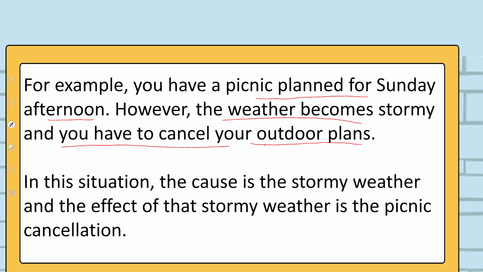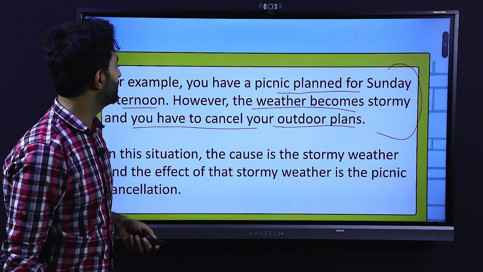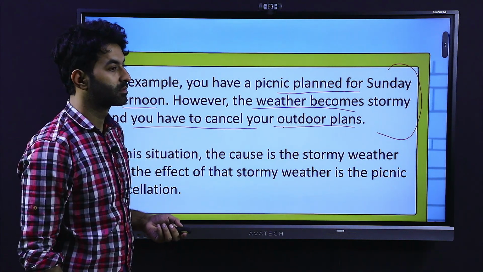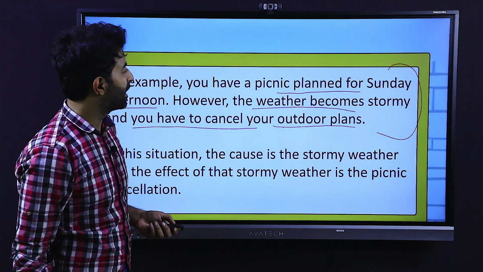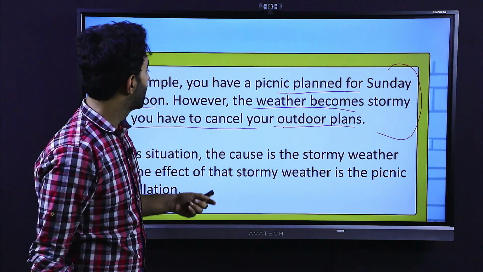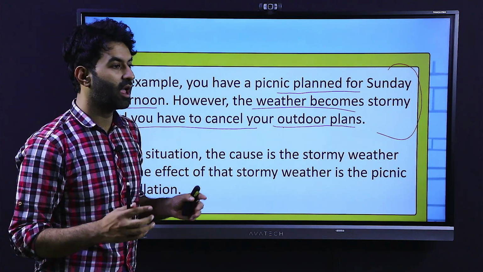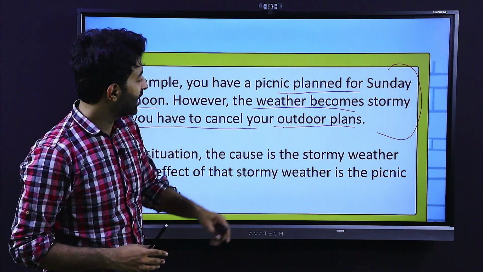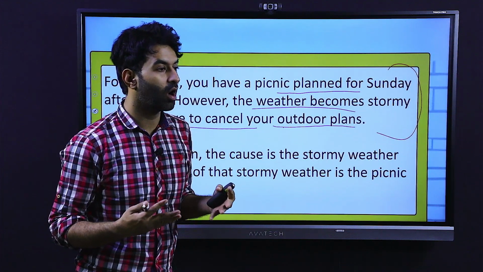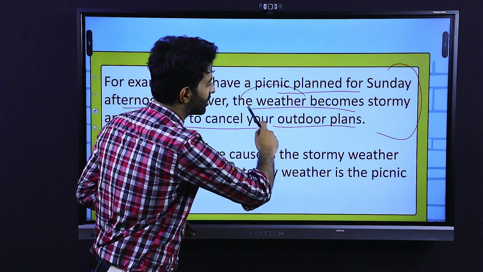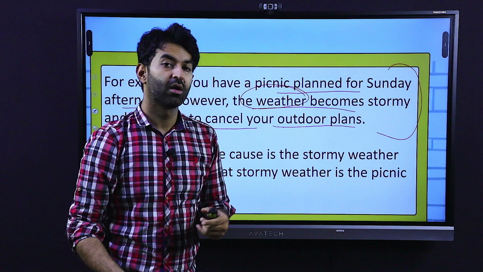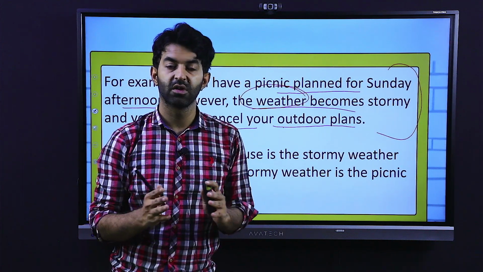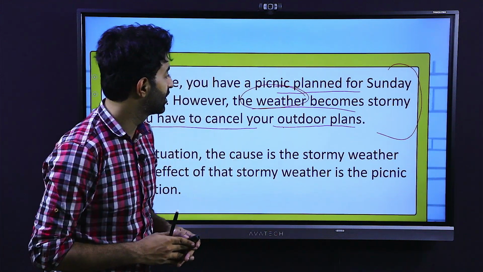Now, students, what do you understand by this? Yes, Zumit, what is the cause and what is the effect over here? Yes, you have a picnic planned for Sunday afternoon. You had a picnic. However, the weather becomes stormy, where it's raining heavily and it's become very stormy, and you have to cancel your outdoor plans. Canceling the plans is an effect of what? The cause was the weather. The weather was stormy. That's why the narrator cancelled the plan for outdoors. Now, it's very simple and easy to understand. Thank you, Zumit. You've given a very good answer.